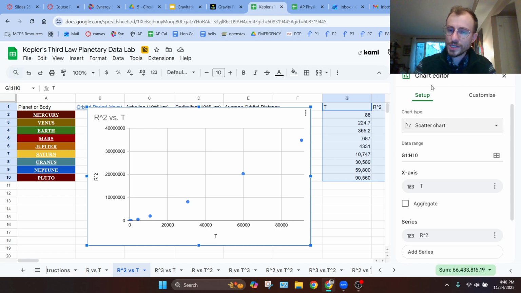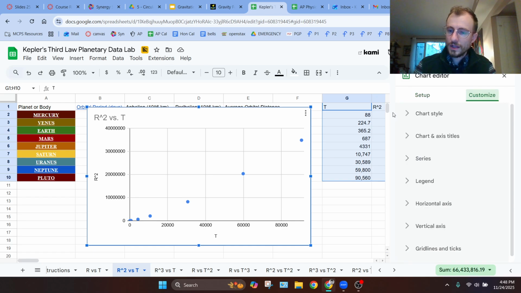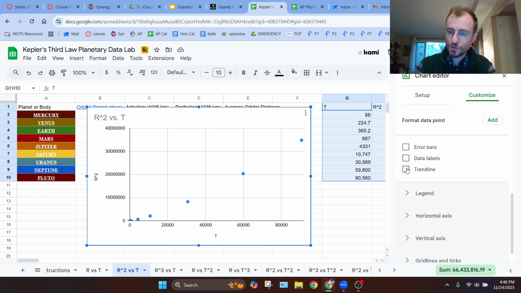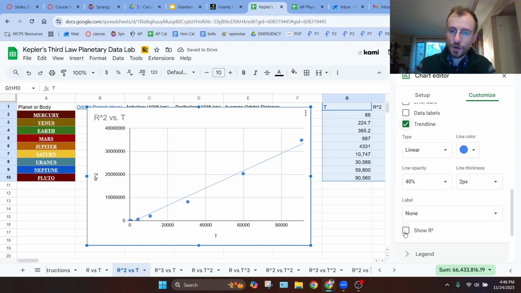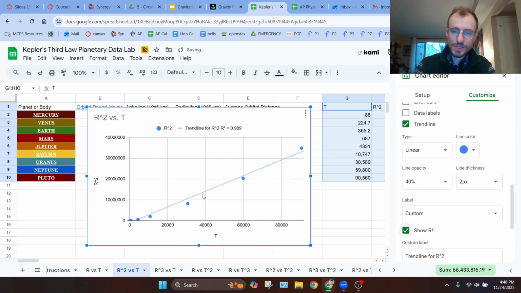What I want to do is go to Customize, which is over here. Go to Series. Scroll down. Go to Trend Line. That will turn on that trend line. And then go to Show R Squared. So you can see that this is not approximated perfectly by a straight line. It's a little bit better than we had before. It's a 0.98 instead of a 0.97, but it is still not 100%.